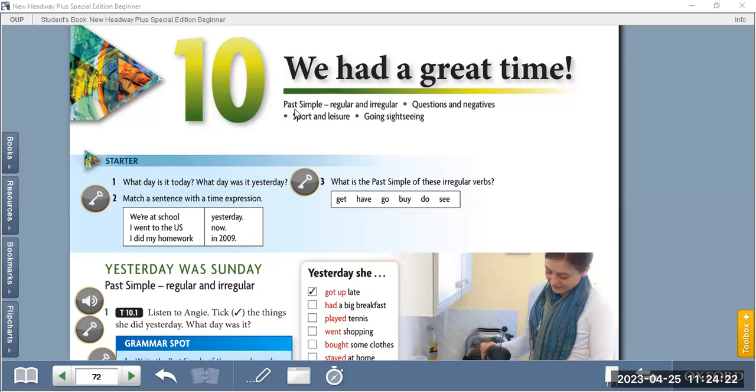Unit 10. In this unit, we are going to study past simple form, regular and irregular verbs. راح ندرس الماضي البسيط و regular and irregular verbs, أفعال منتظمة وأفعال غير منتظمة. Questions and negatives of past simple form, سؤال والنفي لصيغة الماضي البسيط. Sport and leisure, رياضة وقت الفراغ, going sightseeing, الذهاب لمشاهدة المناظر أو المعالم الطبيعية.